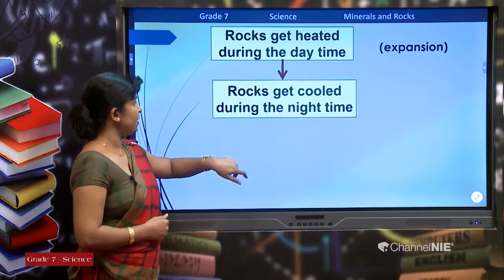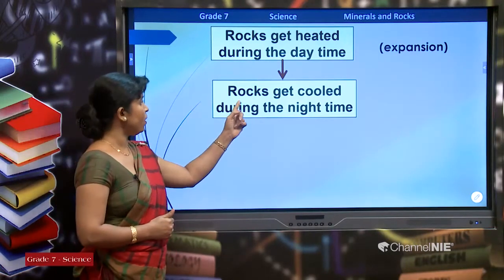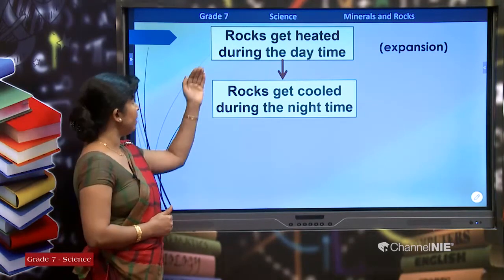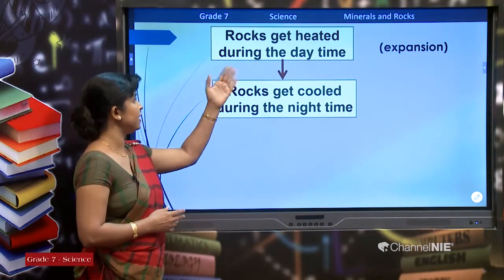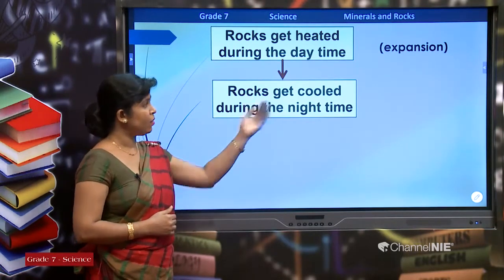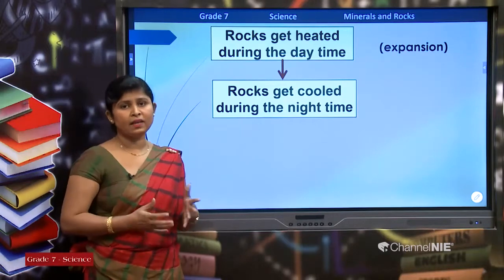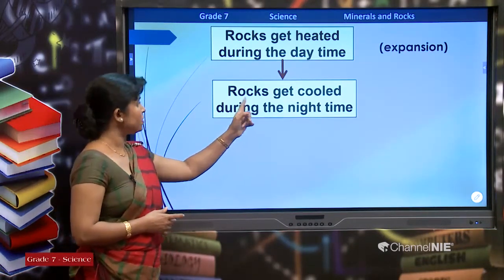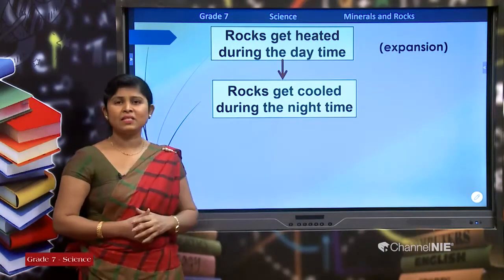Then we will see what happens during the night time. The rocks get cooled during the night time. You can understand that during the daytime, because of the hotness of the sun, the rocks get heated and then the rocks expand. Then during the night time, the opposite of that happens. The rocks get cooled during the night time, the opposite of expansion.